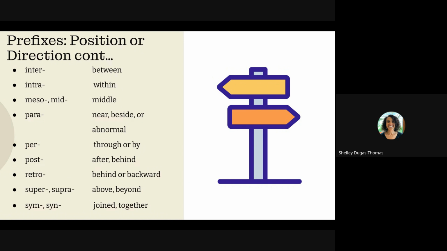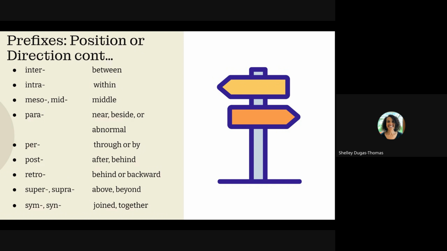Post, meaning after or behind. Postpartum depression is depression that occurs after childbirth. A memory trick may be think of postponing a meeting. You push it to the time after it was originally scheduled.